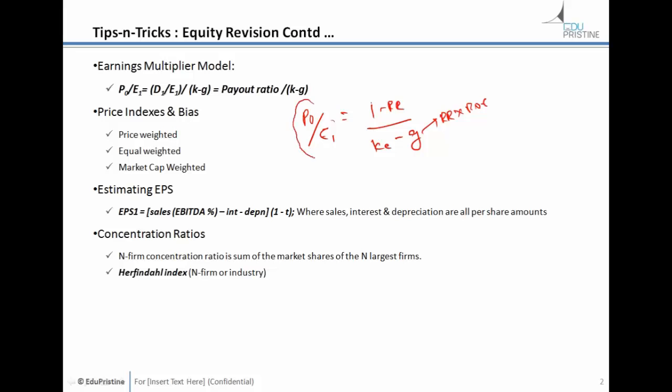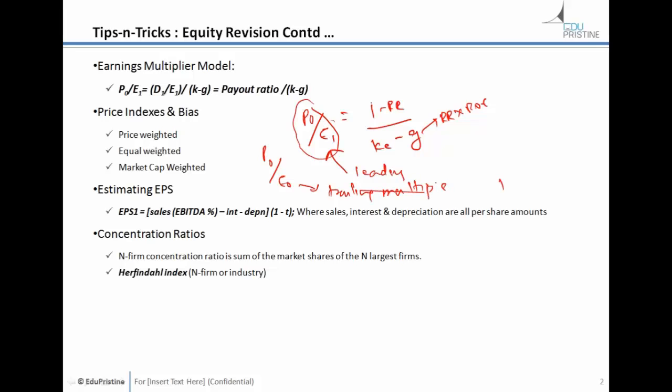Now, in this case, one must be very careful as to whether one is referring to the trailing multiple or the leading multiple. Since we are using the next quarter earnings or the next year earnings, this is called a forward or a leading multiple. If one was to use the actual earnings, then this would become a trailing multiple.